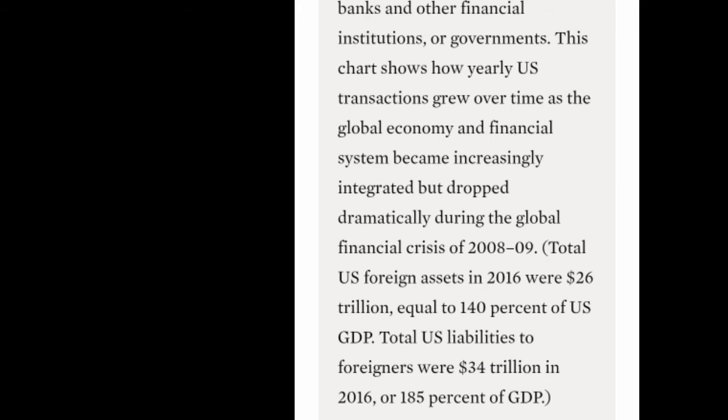This chart shows how yearly U.S. transactions grew over time as the global economy and financial system became increasingly integrated, but dropped dramatically during the global financial crisis of 2008 to 2009. Total U.S. foreign assets in 2016 were $26 trillion, equal to 140% of U.S. GDP. Total U.S. liabilities to foreigners were $34 trillion in 2016, or 185% of GDP.